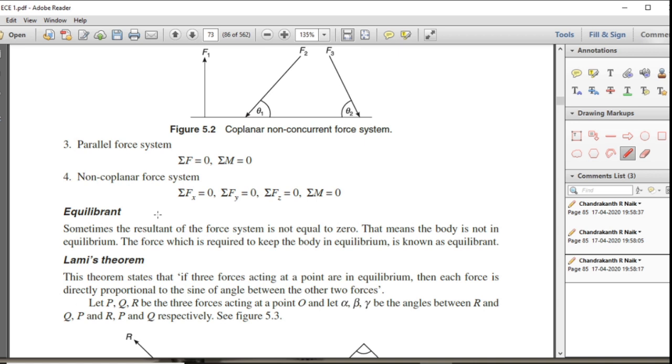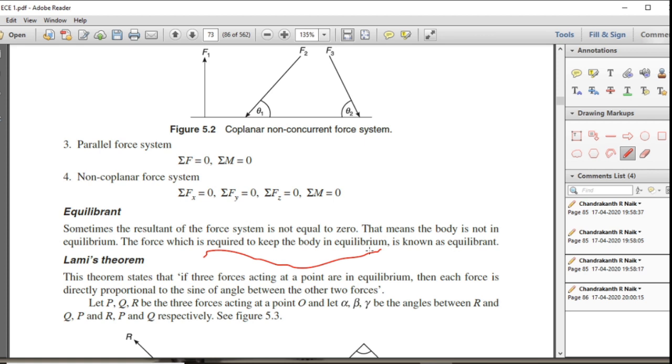Sometimes the resultant force system is not equal to 0 when the body is subjected to some forces. Okay, and the algebraic sum of the forces is not equal to 0, then there is a force, which is called the resultant, which makes the body disturb or move. In that case, the body is not in equilibrium. The force which is required to keep the body in equilibrium is known as equilibrant.